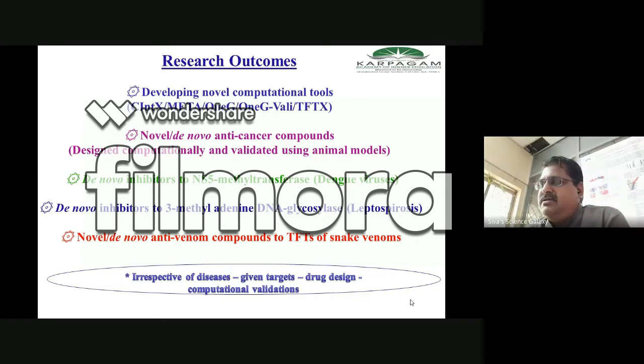Actually, our lab is the first to develop inhibitors to cardiotoxins, which are the principal protein toxins in snake venoms. So we have developed the first inhibitors to the cardiotoxins of snake venoms. These are a few research outcomes of my laboratory so far. And what I would like to say is, irrespective of the diseases, irrespective of the research problems you have, given the target, our lab is fully equipped to screen as well as design compounds for the target using an array of computational strategies. Okay, so let's move on to the topic.